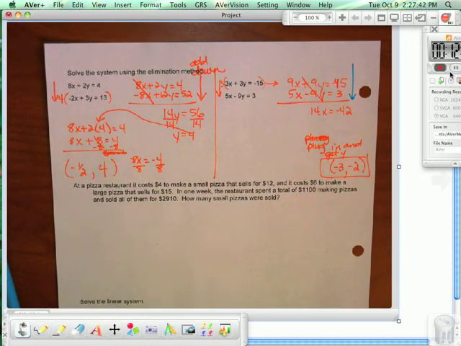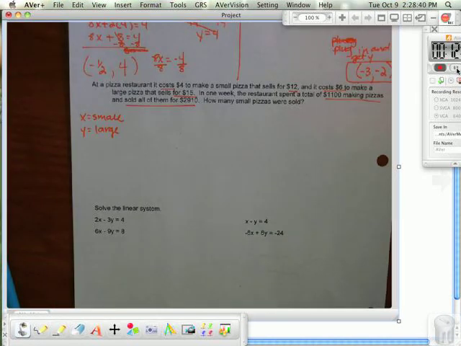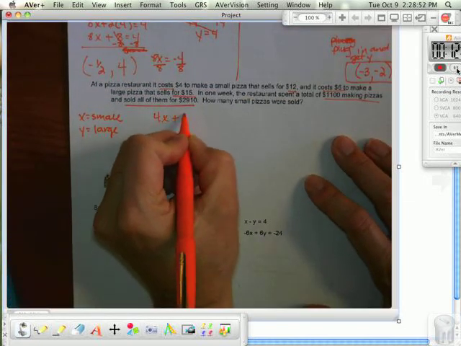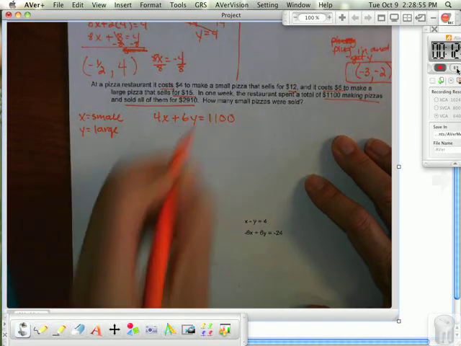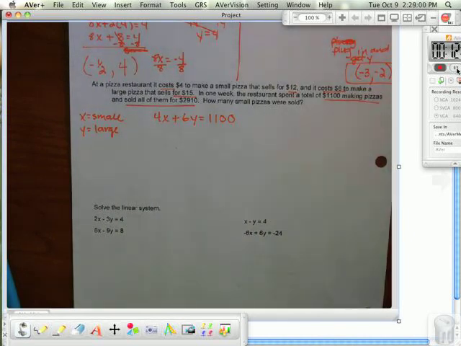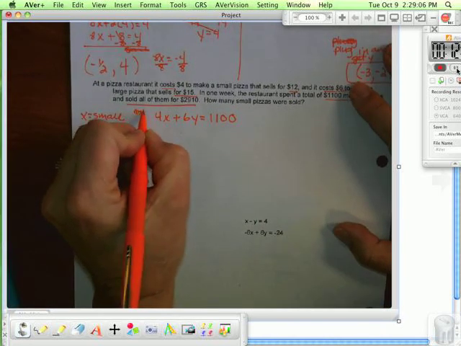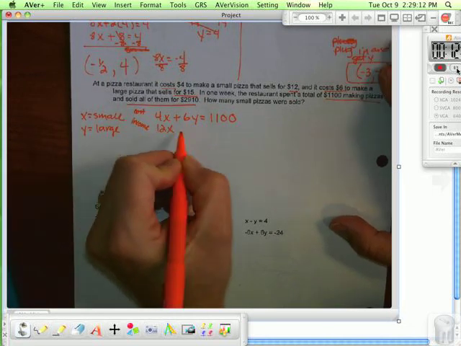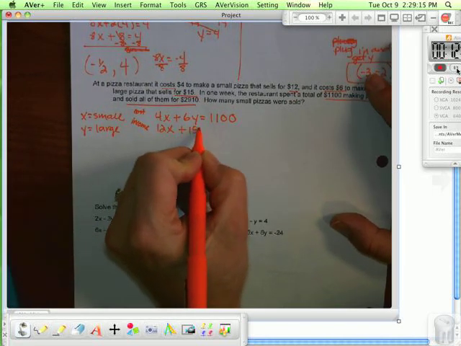I have to show you these next 3. We come up with that $1,100 by making small pizzas and large pizzas, don't we? How much do the small pizzas cost? $4x, and the large pizzas cost $6, and that cost us $1,100. How much do we sell them for? What's the other equation? We have a cost equation and an income equation. Their income is $12 each and $15 for the large, and they made a total of $29.10.